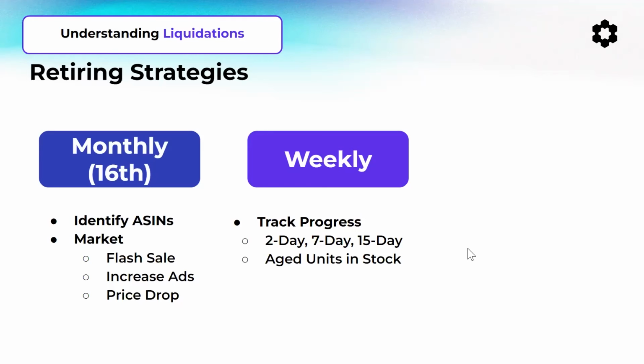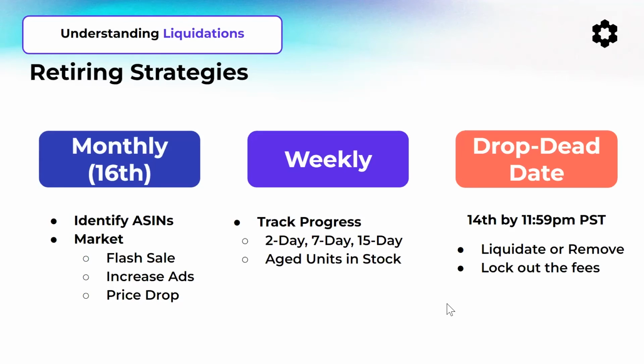You're also going to want to look at your units, the units that you're trying to sell through, and see that those are decreasing at a good rate. That's on a weekly basis. The next phase is you do that on a weekly basis. You keep checking, you keep seeing, you could drop the price again to get it really moving. And then the drop dead date is, like we talked about, the 14th, the day before we get charged. We have to make a decision.